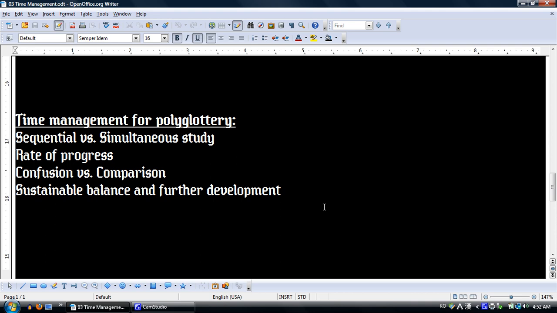Against that is the idea of simultaneous study, doing them both at the same time. And the reasons people say you shouldn't do simultaneous study are, first and foremost, that it will affect your rate of progress, and secondly, that you might get confused between the languages. There's some validity to this.